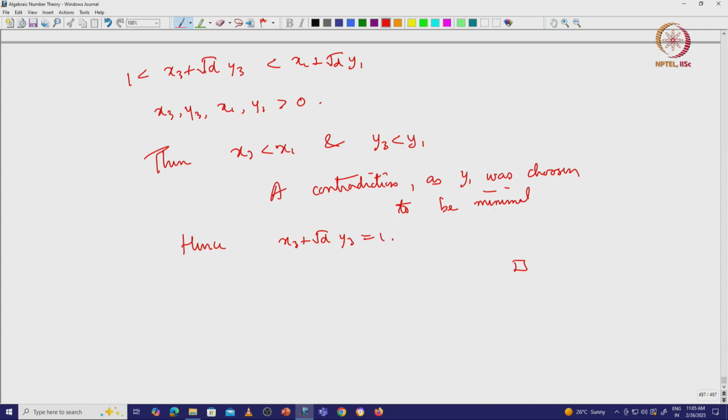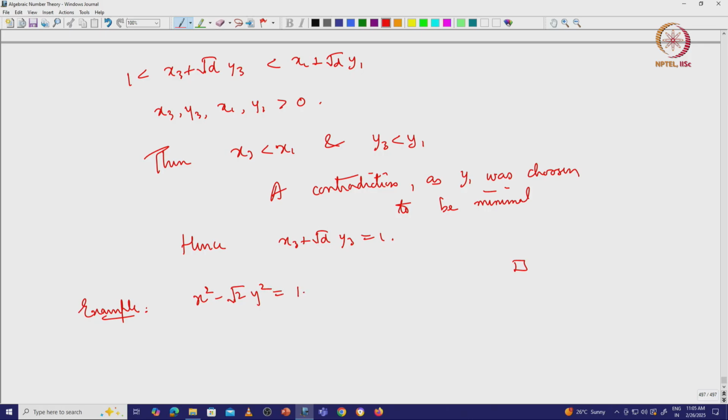Yeah, okay. So this tells you that you should find a solution with y1 minimal, right. To produce all solutions, you should find a solution where y1 is minimal. So let us look at an example again, go back to our square root of 2 example. So x squared minus 2 y squared is equal to 1, right.